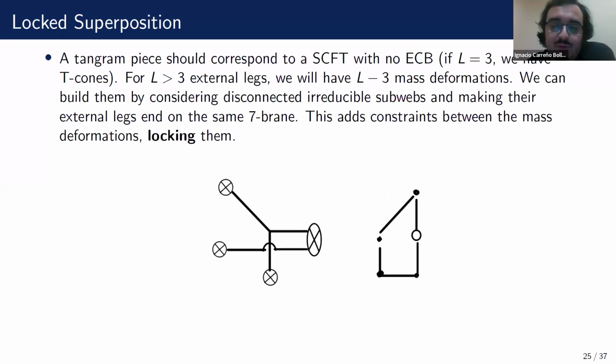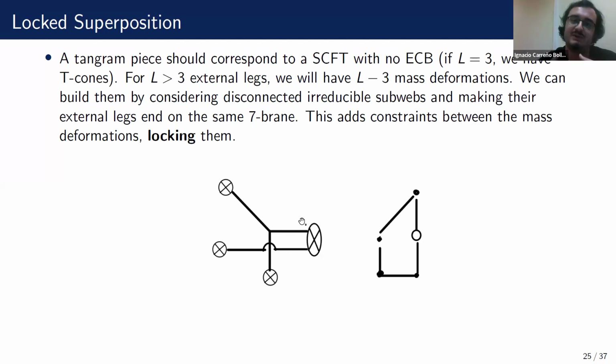Now, the strategy to find these tangram pieces is that they should correspond, as in the case of T-cones, to SCFTs without any ECB moduli. So if we consider pieces that are triangular, then we recover T-cones, both in their primitive and non-primitive cases. If we have pieces with more sides, then we have L-3 mass deformations that we have to get rid of. The way to remove them is to consider that the piece in fact corresponds to several disconnected subwebs. Each of them has no Coulomb branch, and we make several of their external legs end on the same 7-brane.